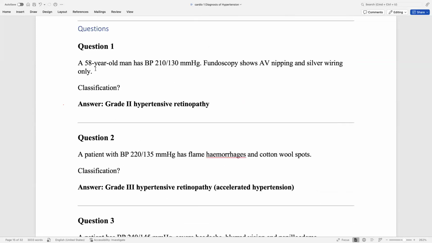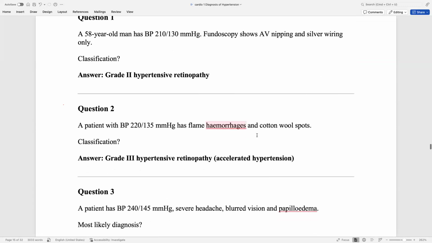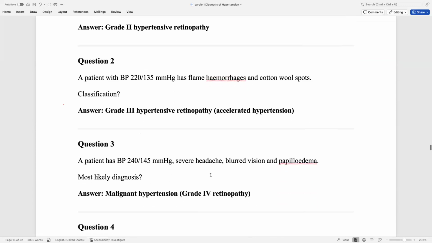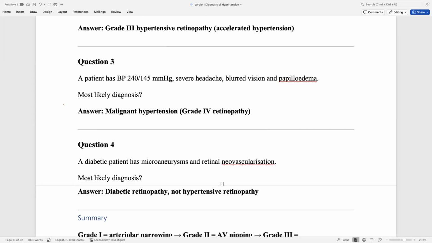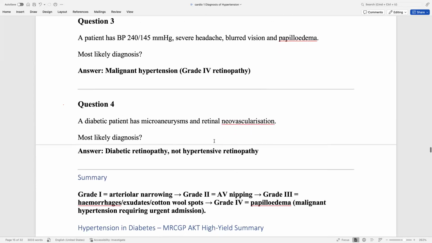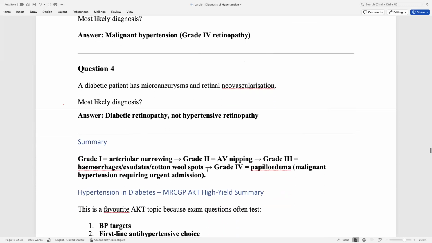Okay. A patient, 58, blood pressure 200 over 130, fundoscopy: arteriovenous nipping, silver wiring. What is this? This is grade 2 hypertensive retinopathy. Flame hemorrhage, grade 3. Papilledema, grade 4. Clear? If there is new vascularization, this is diabetic. Any questions so far?